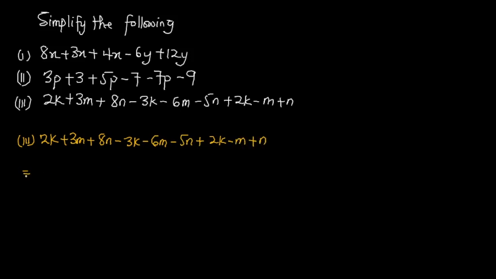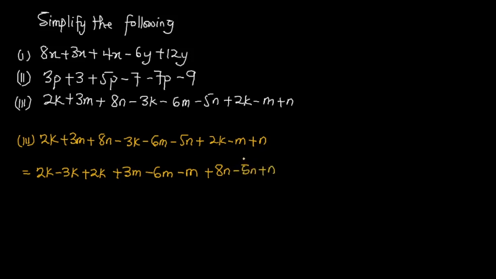Alright, so the first thing we need to do over here, as usual, we need to group like terms. So we write 2k, then the next k term we have is 3k over here, so it's minus 3k. Then the next one is 2k, so we have plus 2k. Then we go to the next term, which is 3m, so we have plus 3m. Then we have minus 6m, and then we have minus m over here. Then we move to n, so we have plus 8n minus 5n plus n.